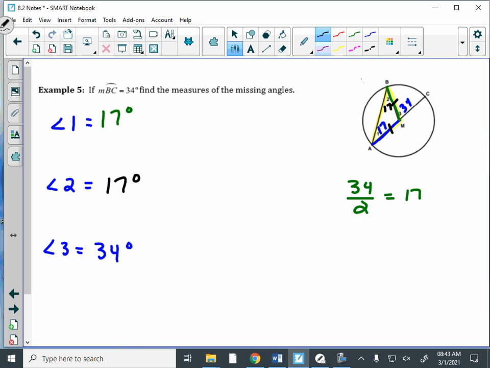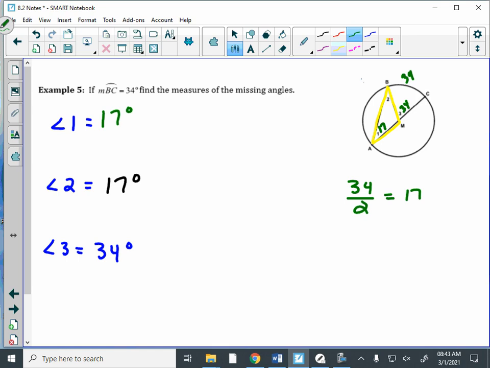Here's another way. Maybe you didn't recognize that that was an isosceles triangle. Okay, if you didn't recognize that was an isosceles triangle, here's what you could have done. We know this is a triangle. We know this is 17, and we know this was 34. We also know this arc is 34. If we can find this angle, we can easily find angle 2.